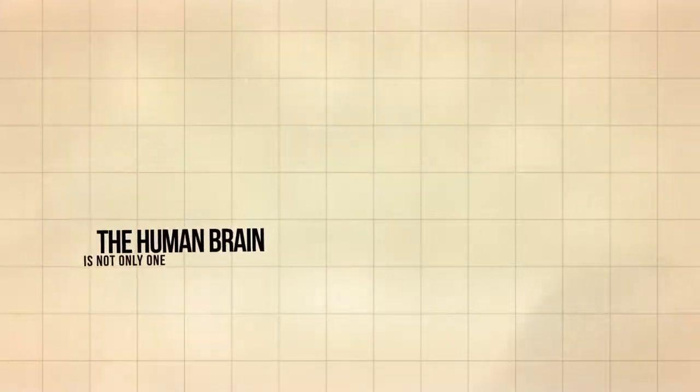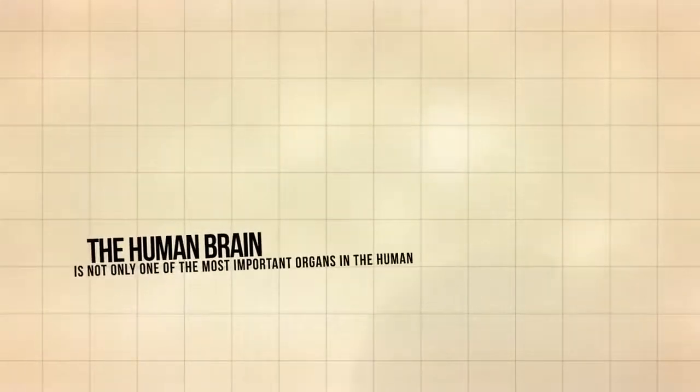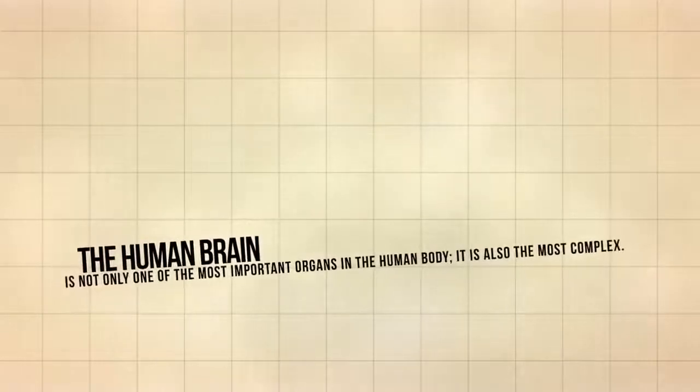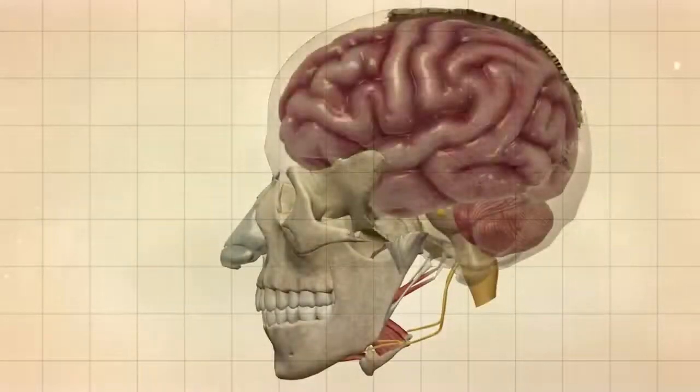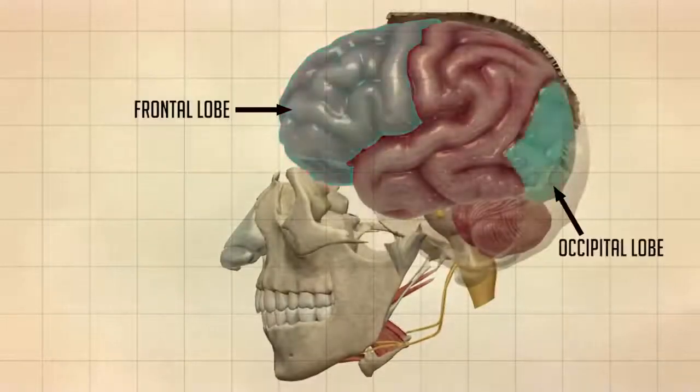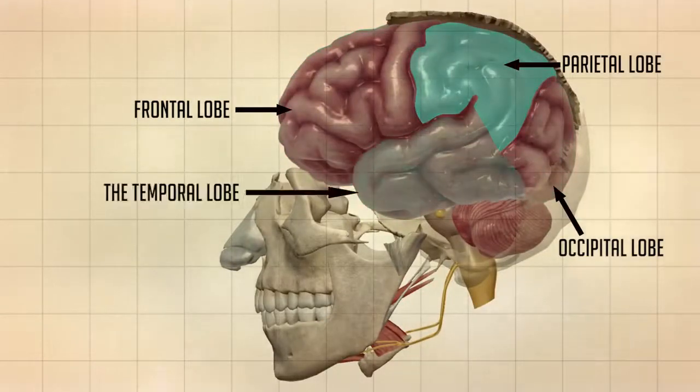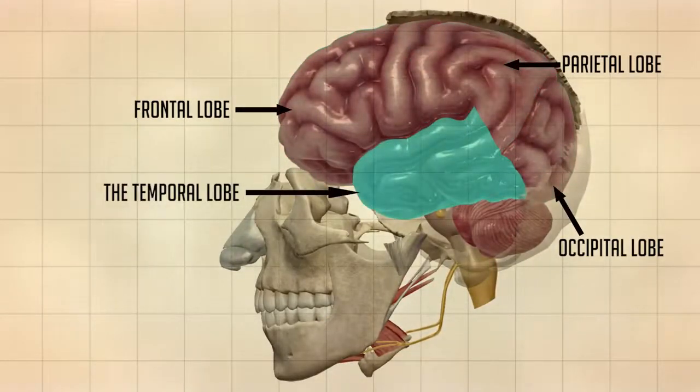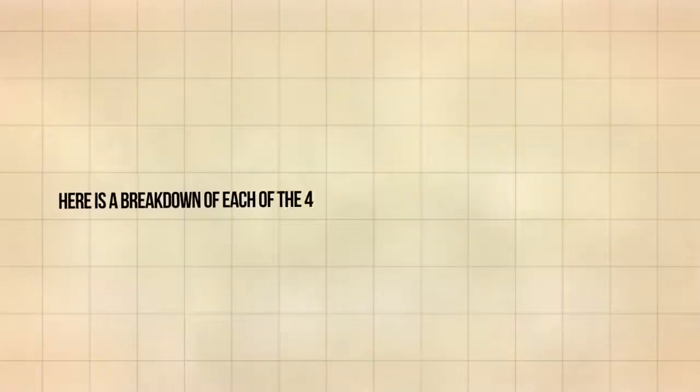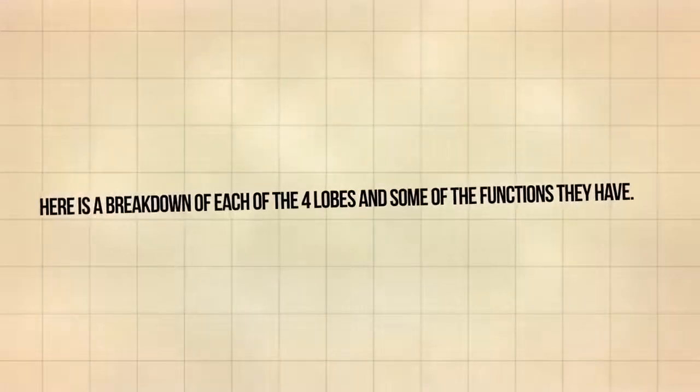The human brain is not only one of the most important organs in the human body, it is also the most complex. The brain is divided into four major sections known as lobes: the frontal lobe, the occipital lobe, the parietal lobe, and the temporal lobe. They have different locations and functions that support the response and actions of the human body. Here is a breakdown of each of the four lobes and some of the functions they have.